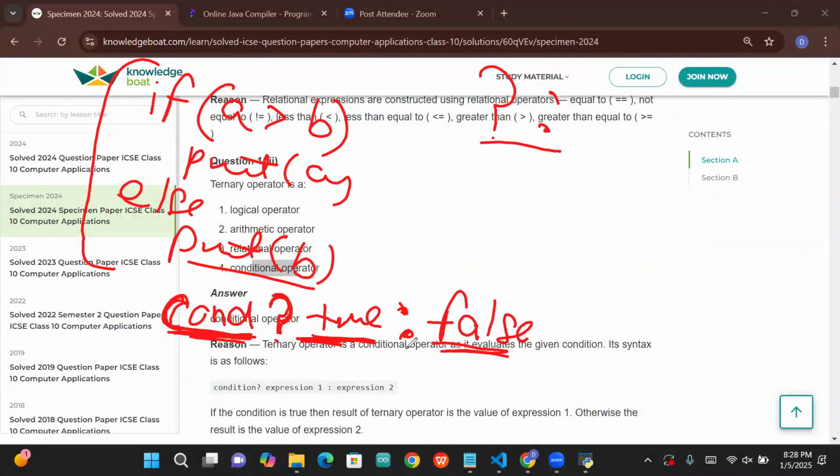And this is also known as a conditional operator. Why? Because here we are checking the condition. So that's why this is known as a conditional operator also.